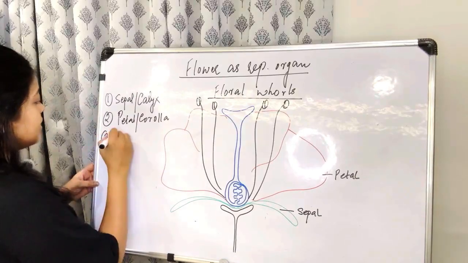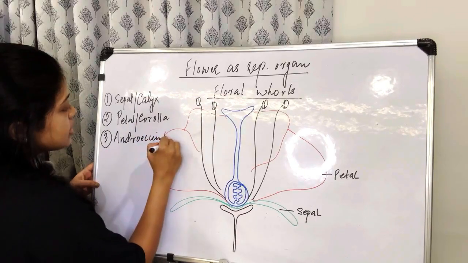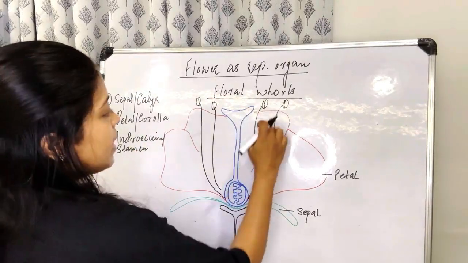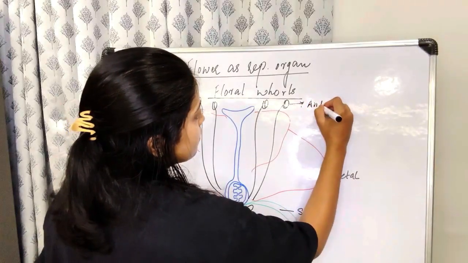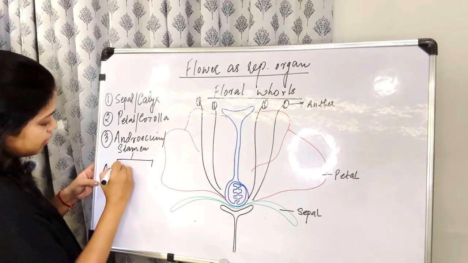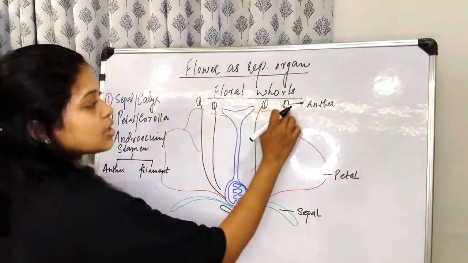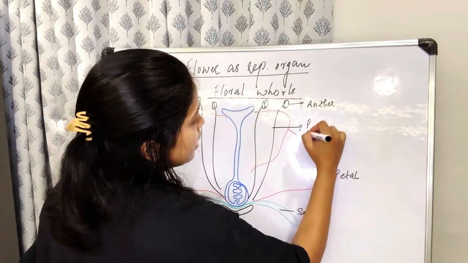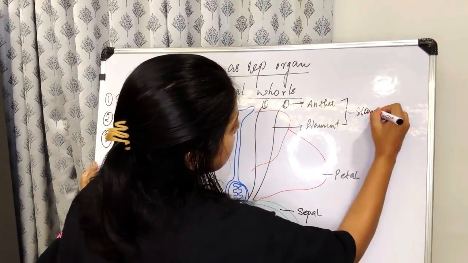The third one is the male reproductive structure called as androecium. This is also called as the stamen. So this black colored structure, which has a lobed structure at the top, it is called as anther. So your stamen is divided into two parts. It has anther and filament. So this lobed structure is called as the anther, and this stalk-like structure is called as the filament. So together your anther and filament form the stamen.